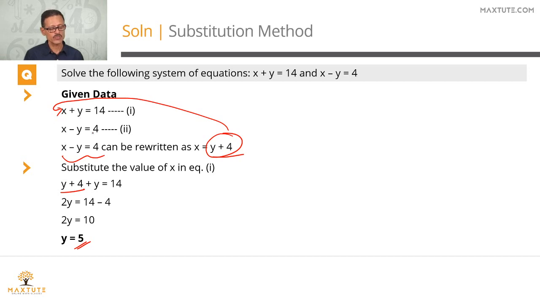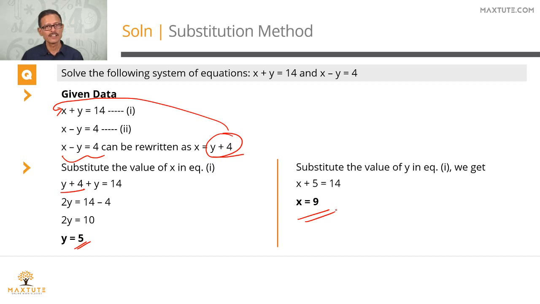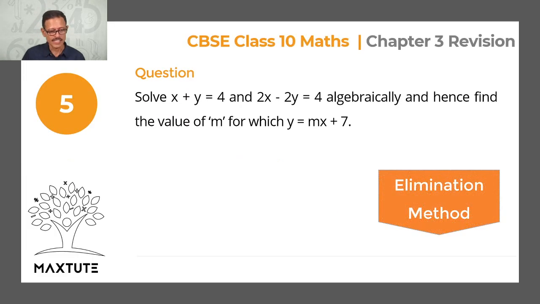Substitute the value of y as 5 in one of these equations. We are doing it in the first equation, so we get the value of x to be equal to 9. Done with the substitution method. So let's move on to the second one.